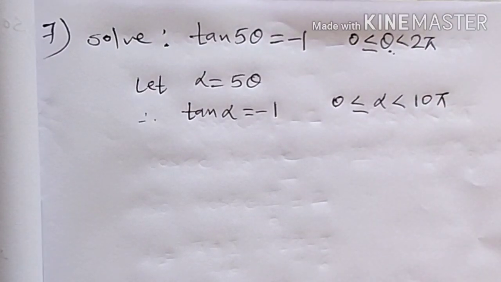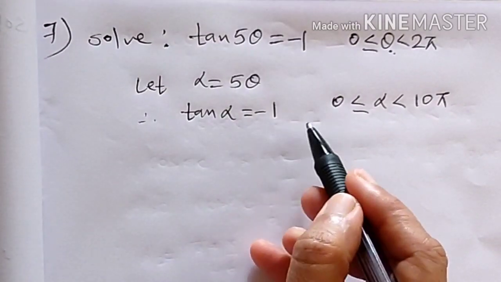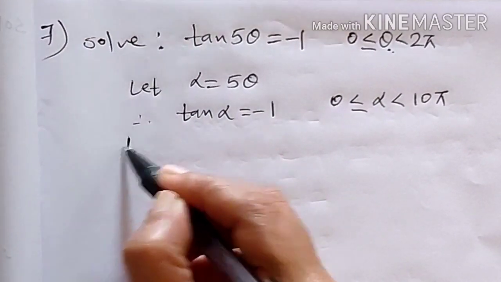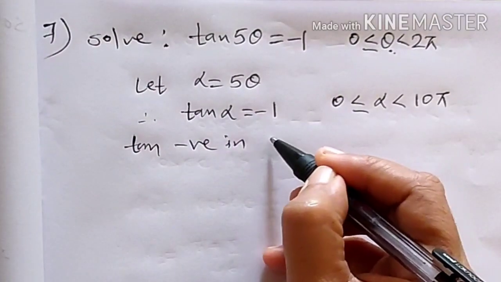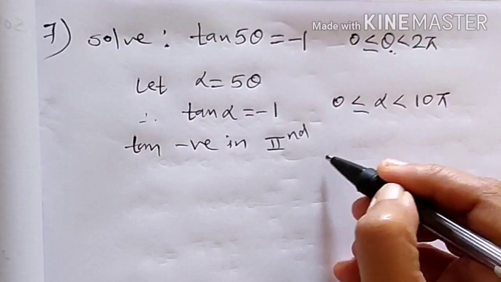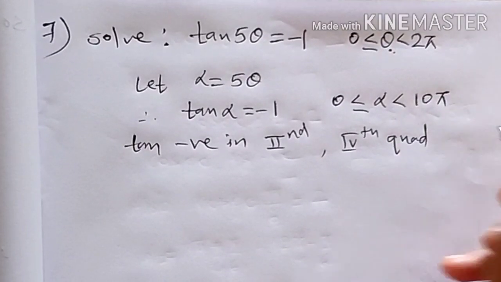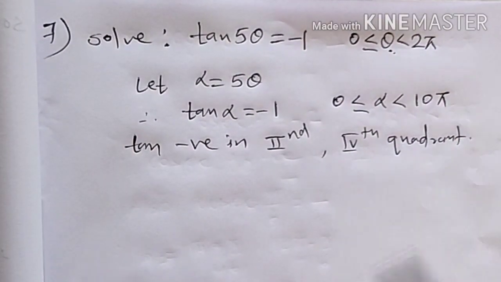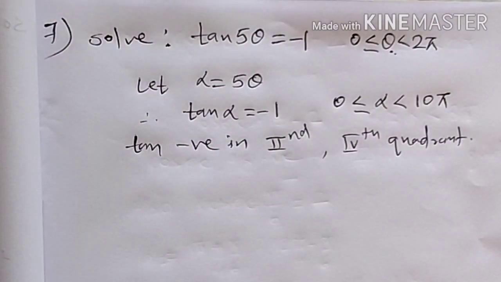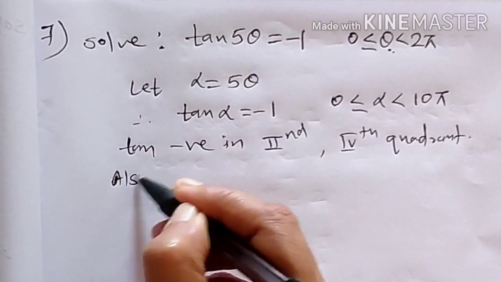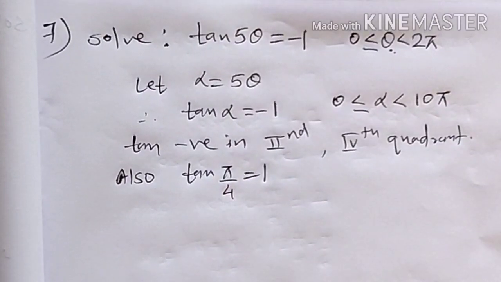How many rotations will we have to consider? 5 rotations. Now tan is negative in which quadrant? Tan should be negative in the second, or the other possibility is the fourth quadrant. Also we know that tan of pi by 4 is equal to 1. Now using all this, we'll proceed.